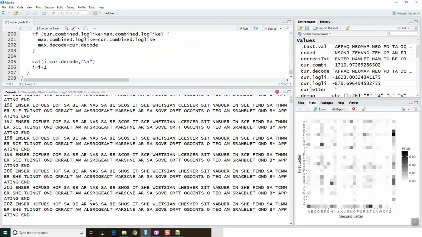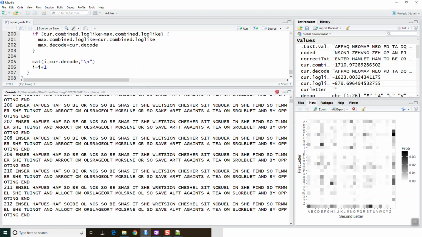All right, how are we doing here? Oh, it's getting better. Okay, it says ensur, not enter Hamlet. It says ensur and halfwes, half so be, ol nas so be. So instead of to be or not to be, it's got, oh, look at that. It's got it. To be, ol not to be. Oh, we're getting there.